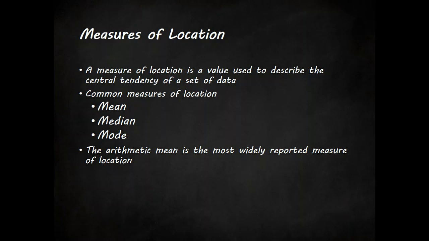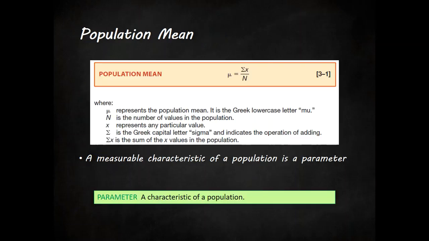The arithmetic mean is the most widely reported measure of location, so often when we say, calculate the mean, what we're really looking at is the arithmetic mean. And so first, looking at population, this is the formula for a population mean. You've got right here mu equals sigma x over a capital N. And mu is the representation for the population mean.